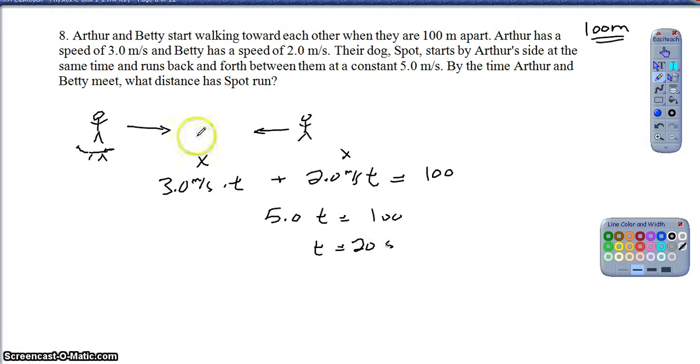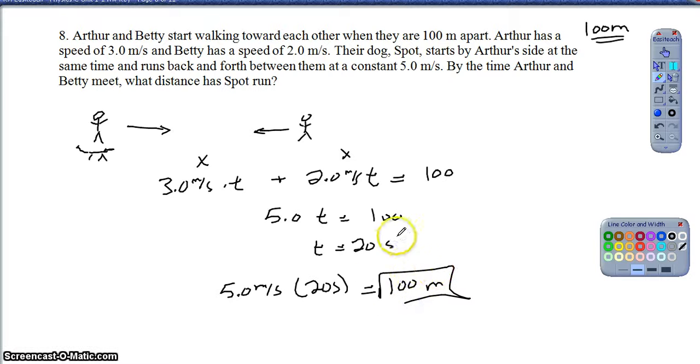And finally, because I know that Spot here was running at a constant 5.0 meters per second for the entire time that it took them to reach, for the entire 20 seconds, he had to have covered the 100 meters as well. Okay, so the fact that it's 100 meters is coincidence based on the fact that their velocities add up.